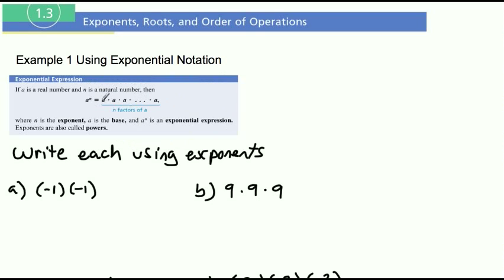If A is a real number and N is a natural number, then A to the power of N is equal to A times A times A, and you keep going until you've reached N factors. Okay, so let's see if we can make sense of what that means right here.